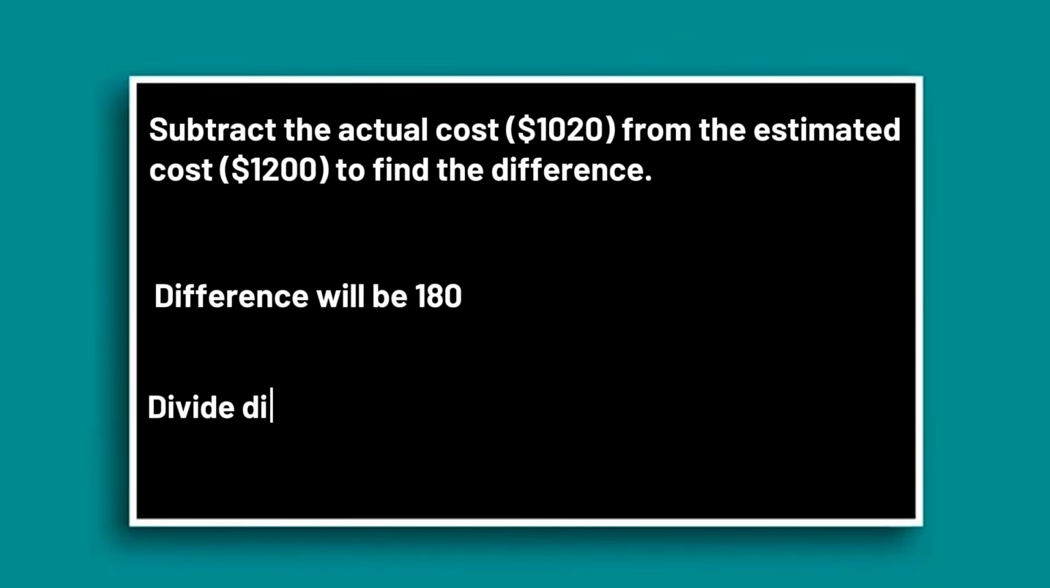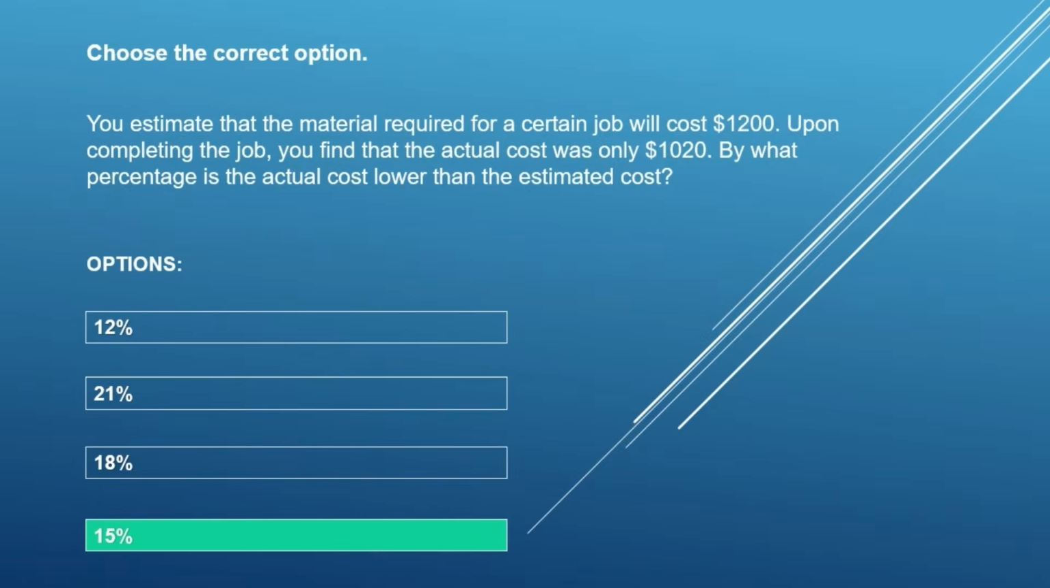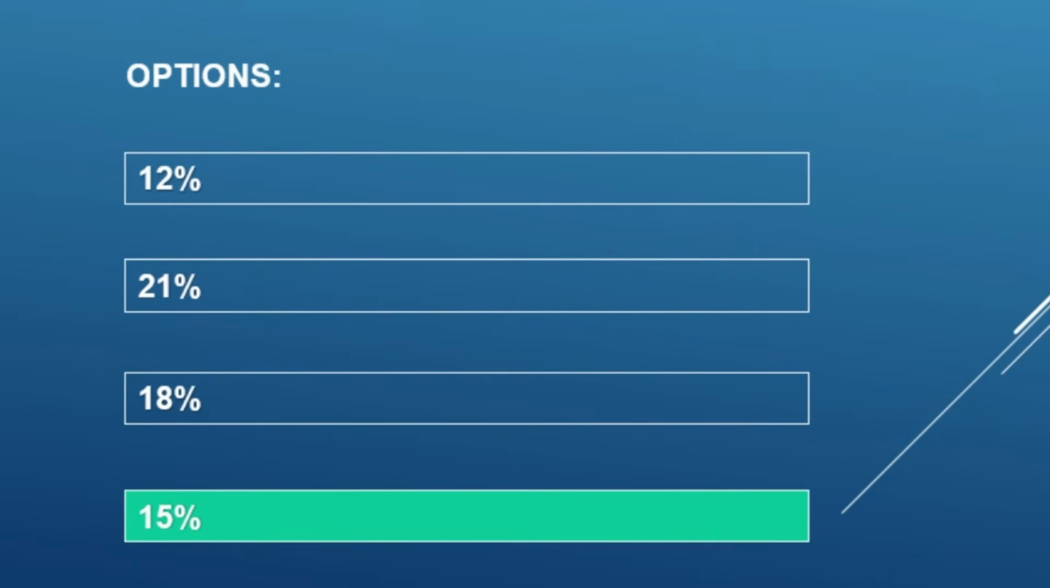Now we must divide the difference amount, which is 180, by the estimated cost, which is 1200. And if we multiply it by 100, we'll find the percentage decreased. So our answer would be 15%. Now let's look at our next question.